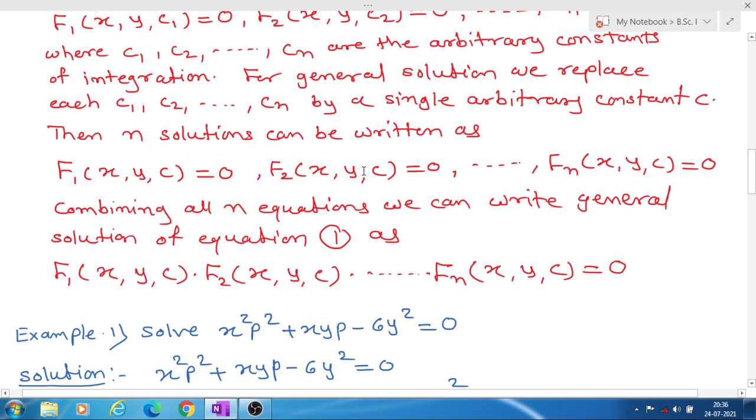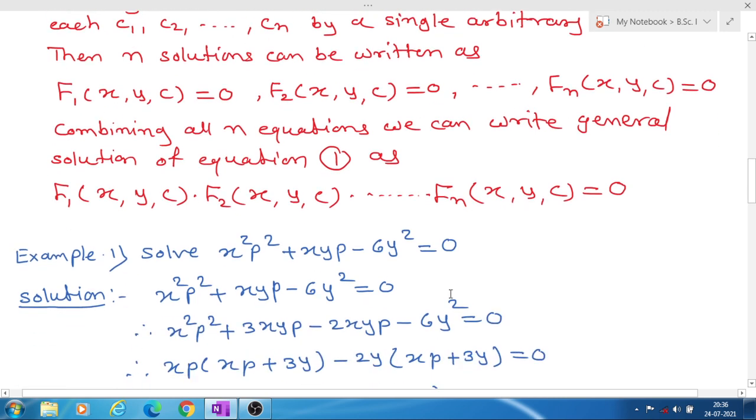Since each equation in the solution is equal to 0, we can take the product. So f1(x, y, c) into f2(x, y, c) ... fn(x, y, c) is equal to 0. So our solution will be in this form.